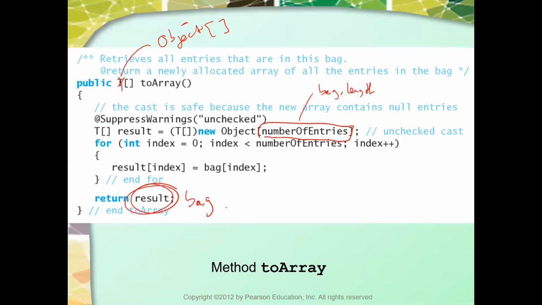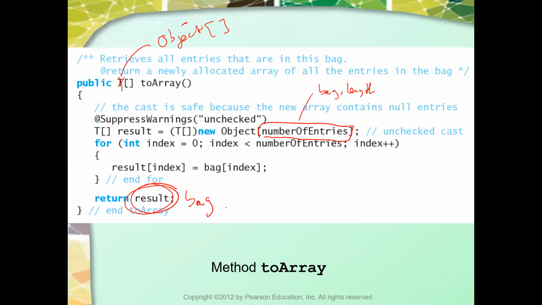Yeah, suppose the user makes some changes to the result array. If they had access to the bag array, you could start deleting some of the items in the bag outside of the bag class. You know what I'm saying? If somebody makes an array version of all the data in the bag, they've got the contents of the bag. They can really screw up your bag itself, right?